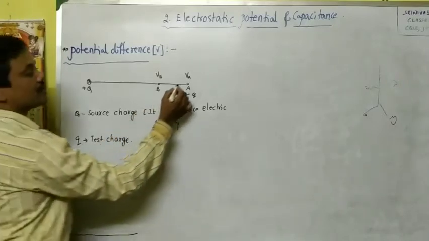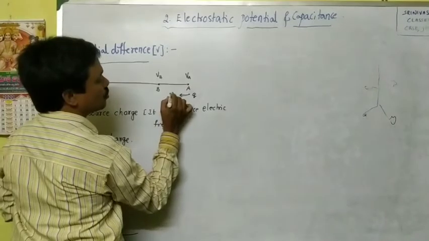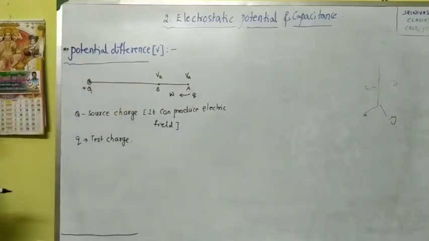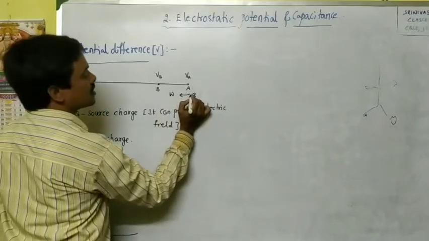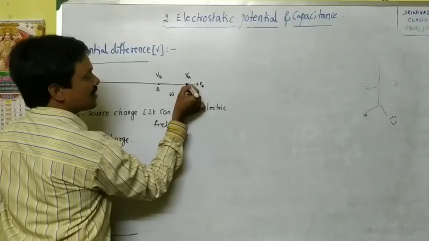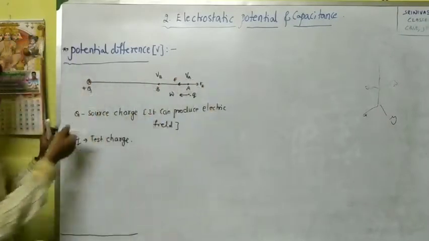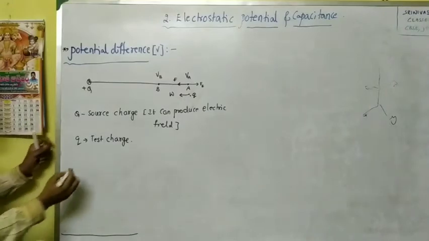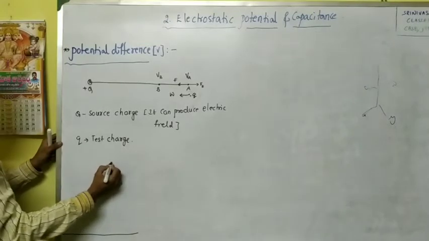Now we are moving from A to B, and for that we have to do some work. That work we can consider as W. Now this plus Q repels the plus q, so the electrostatic force acts like this. This is the electric force, but we have to apply the force in this direction in order to move the charge q from A to B. Now the formula for the potential difference.